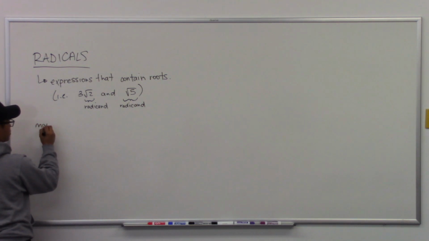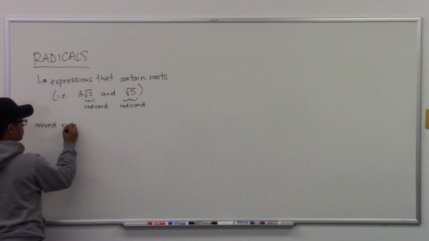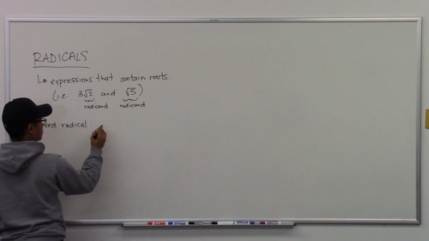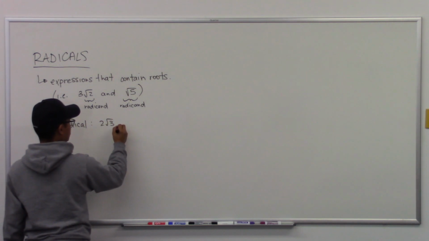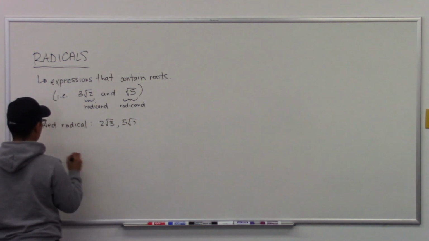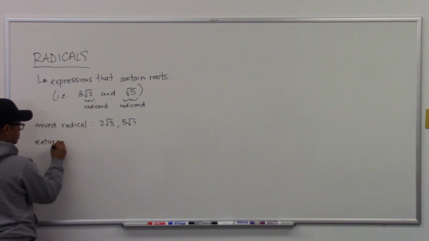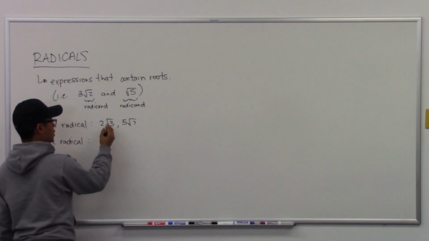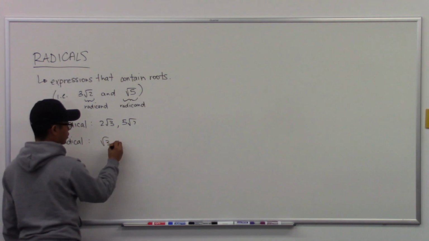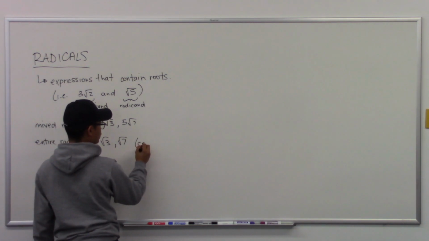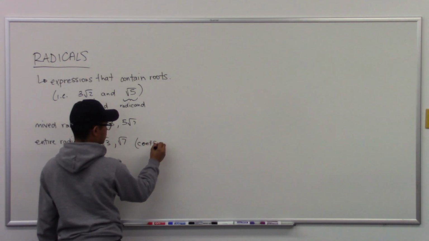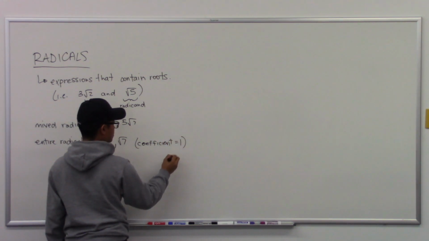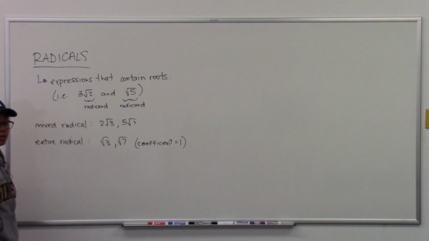Okay. A mixed radical is like 2 root 3 or 5 root 7. But an entire radical is like root 3 and root 7. So here the coefficient is 1. But here the coefficient is not 1. Entire radical.